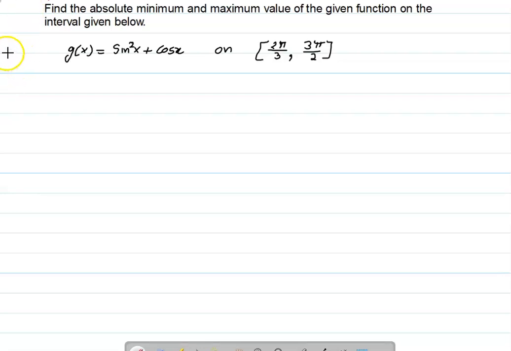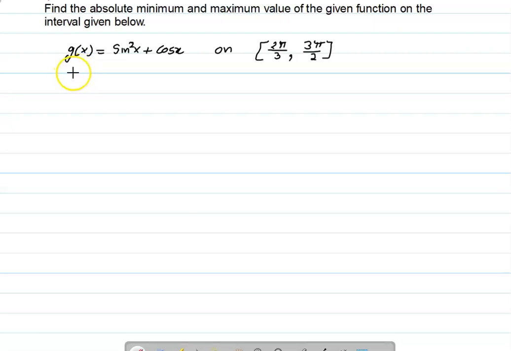In this problem, we are going to find the absolute minimum and maximum value of the function g(x) equals sine squared x plus cos x on the closed interval 2 pi over 3 to 3 pi over 2. To find absolute minimum or maximum value, there are 3 steps.